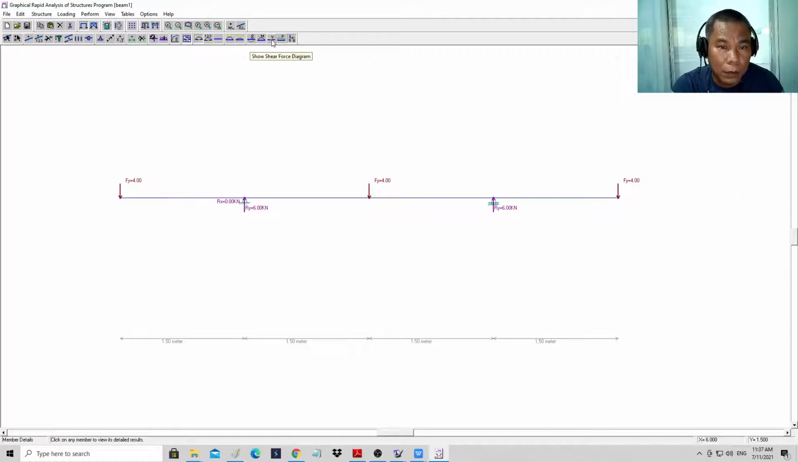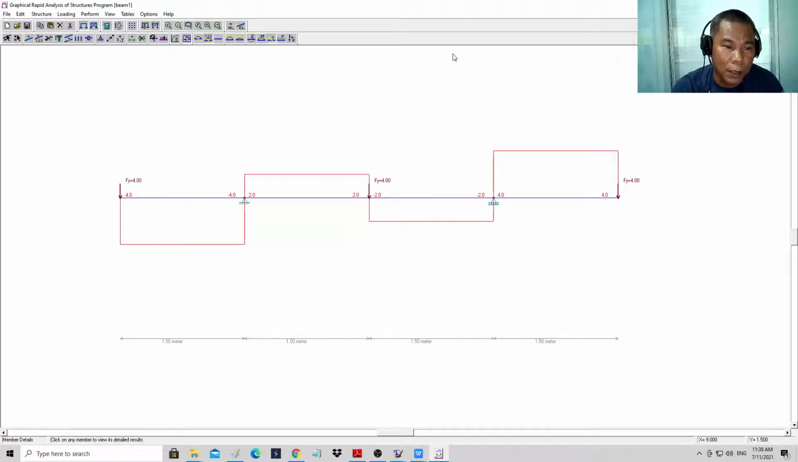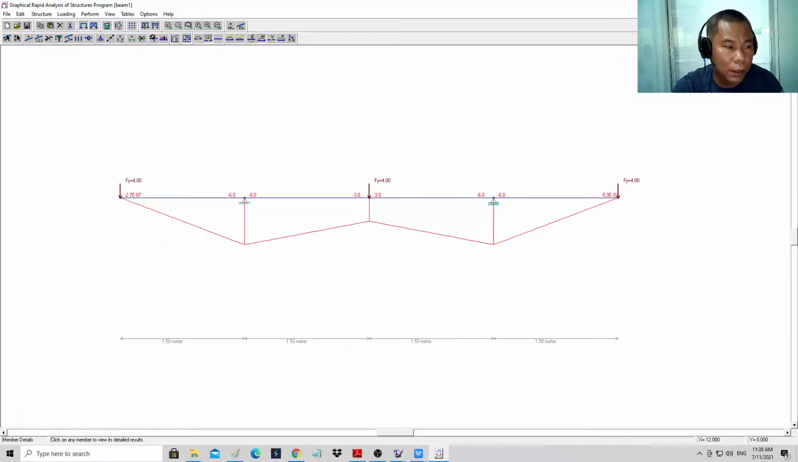And you can also draw the shear diagram. You can put the values here. We have negative 4, 2, negative 2, and 4, which is actually the same in our example. And for the moment, we also have the same result in the example.